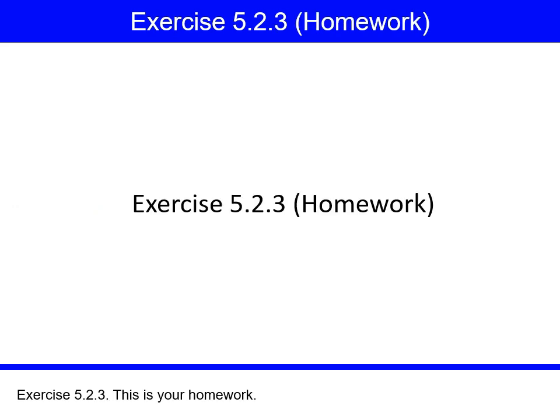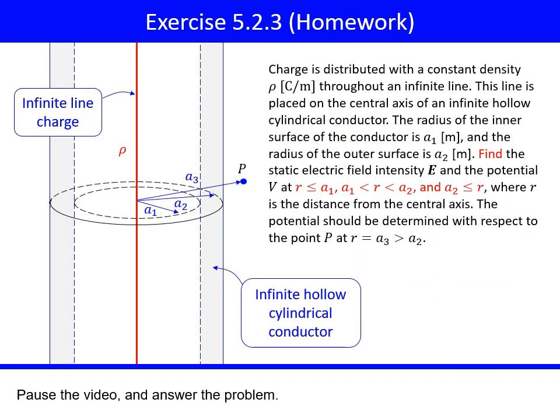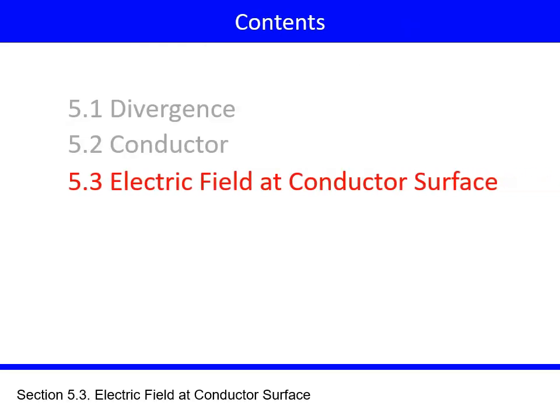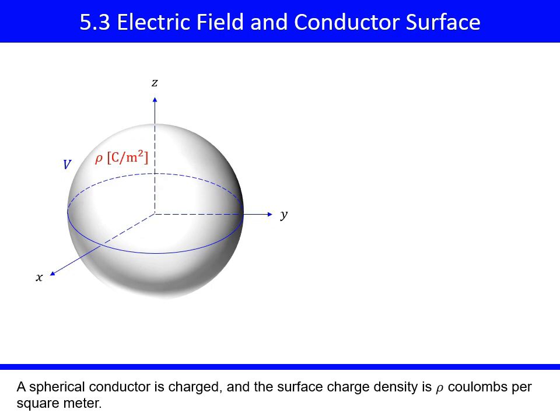Exercise 5.2.3. This is your homework. Pause the video, and answer the problem. Section 5.3. Electric field at conductor surface. A spherical conductor is charged, and the surface charge density is ρ coulombs per square meter.